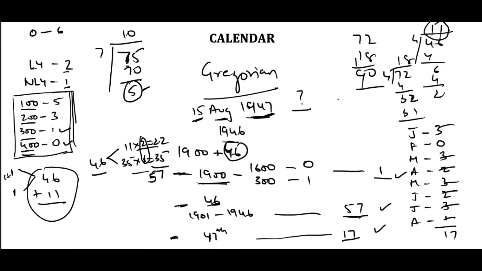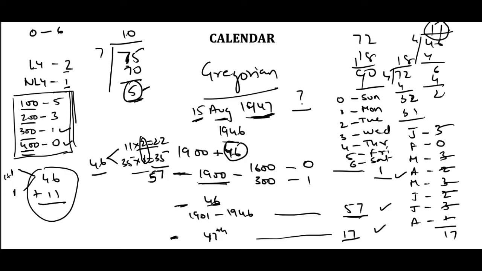Let's see the answer. If it is 0, then it will be Sunday. If it is 1, then it will be Monday. If it is 2, it will be Tuesday. If it is 3, we have Wednesday. 4, we have Thursday. 5, we have Friday. And 6, we have Saturday. So 15th of August gives a remainder of 5, that is odd days of 5, so 5 is Friday. So 15th of August 1947 was Friday.